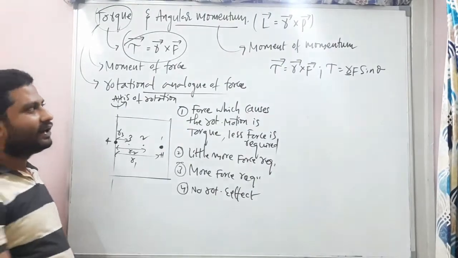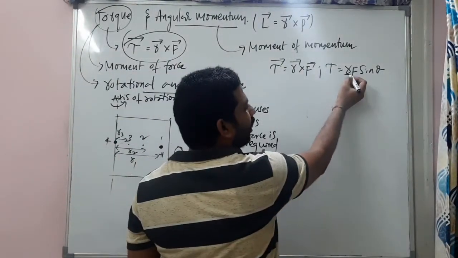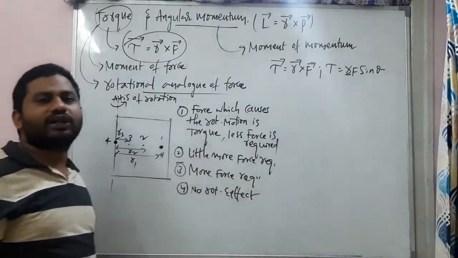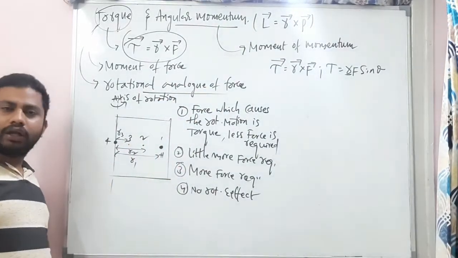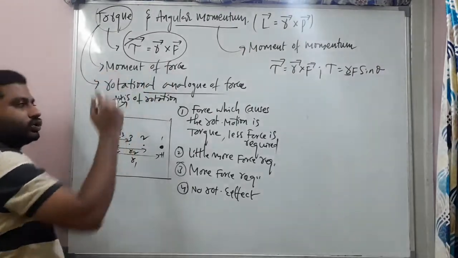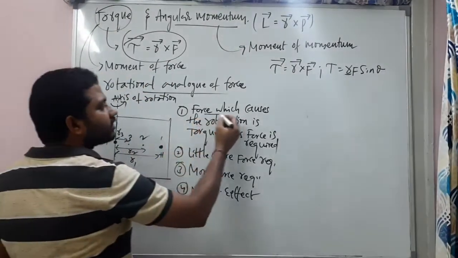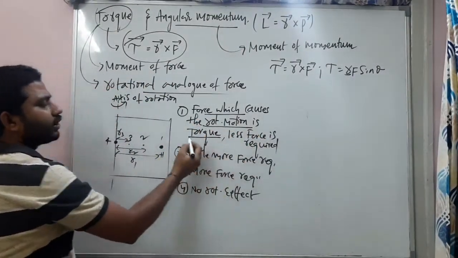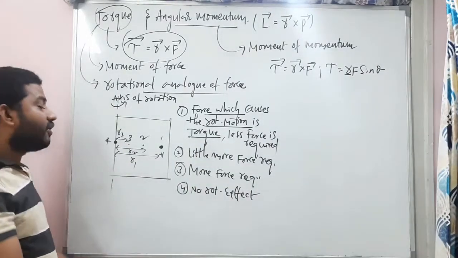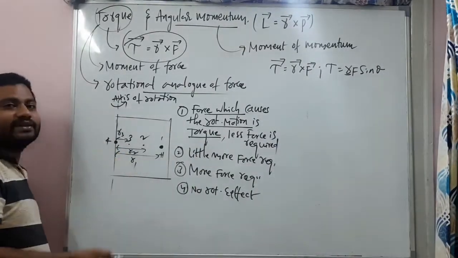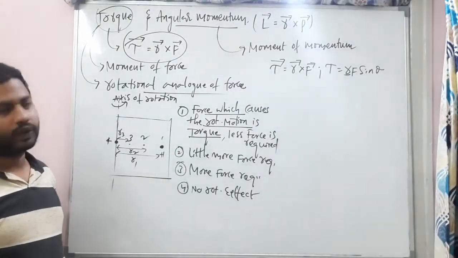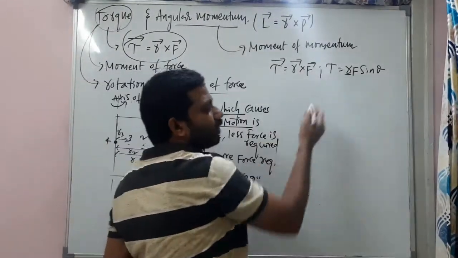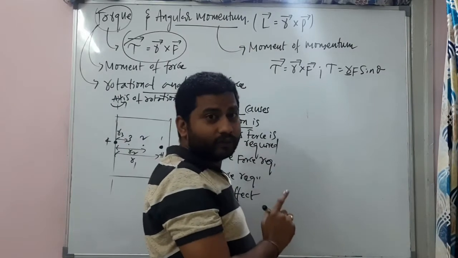What does it mean? If you substitute 0 here, the torque becomes 0, right? What is torque? Rotational analog of the force, or moment of the force, or the force which causes the rotational motion is the torque. The torque is 0. When the force applied is on the axis of rotation, the torque experienced is 0. Okay? So this is a very important formula.